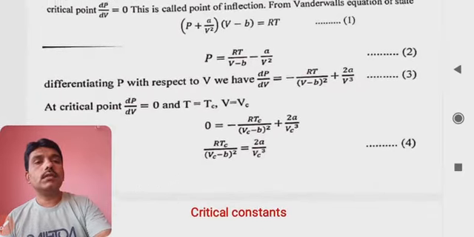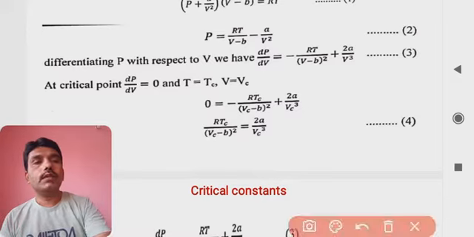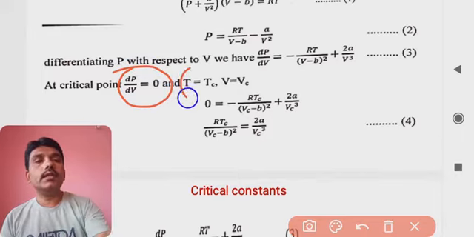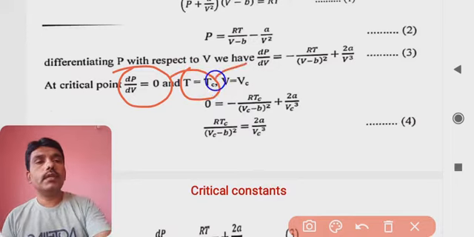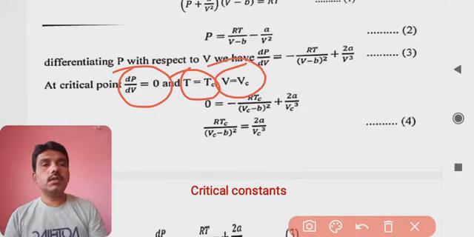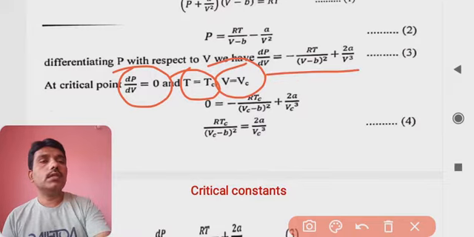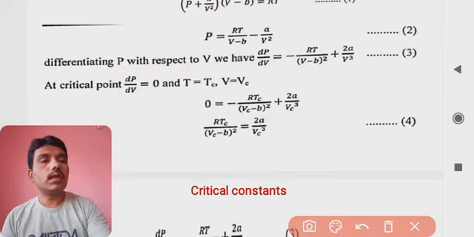So now, at the critical point, we know that dP by dV at that point will become 0, and that's why at the critical point dP by dV is 0. The temperature at that point we call the critical temperature, and that's why it is denoted with Tc, and the volume at that point is the critical volume, denoted with the suffix C, Vc. Putting these values in equation number 3, dP by dV will be 0, so the remaining part will be as it is, only the notations are going to change.